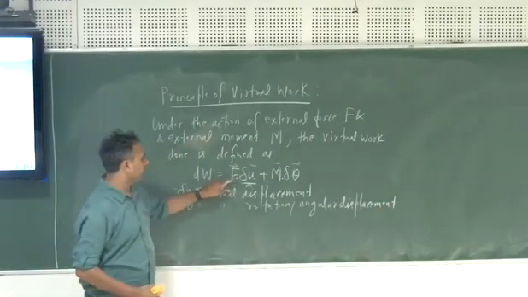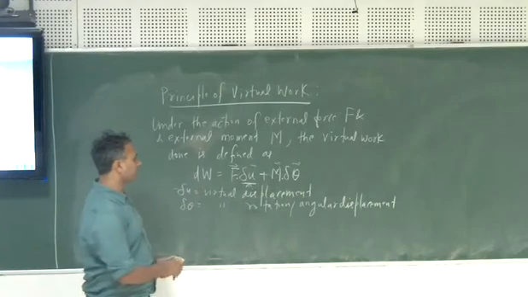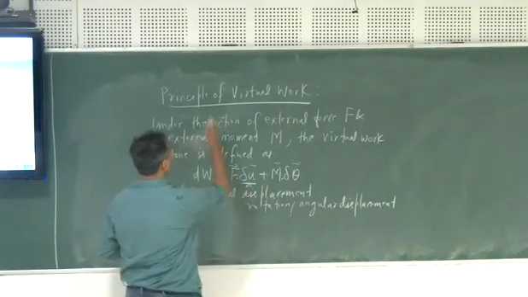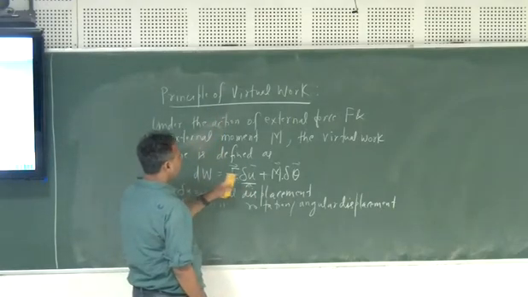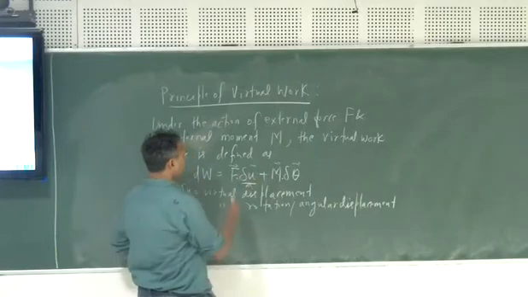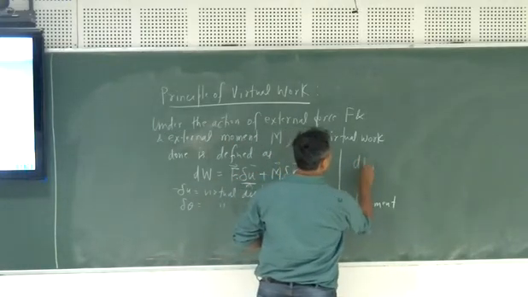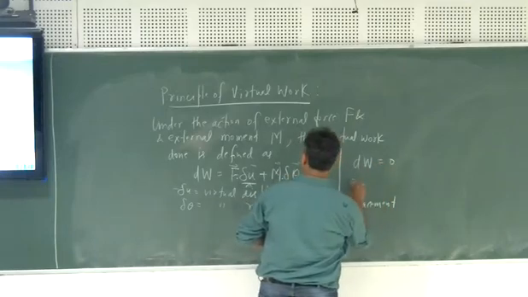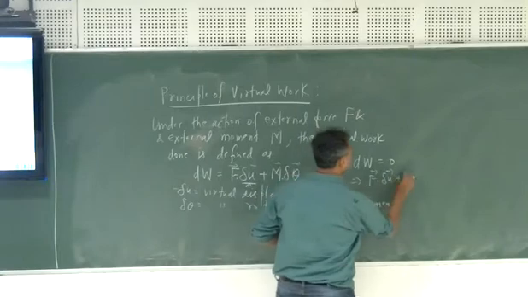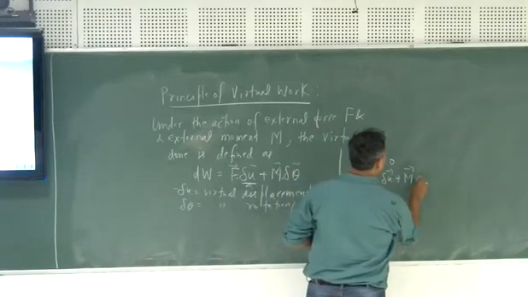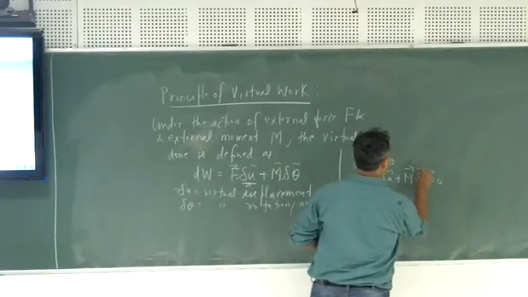Just remember that these F and M are external forces and moment. So under this principle, under the influence of these external forces and moment, under the equilibrium, this work done becomes 0. It means that F dot delta U plus M dot delta theta equals 0.